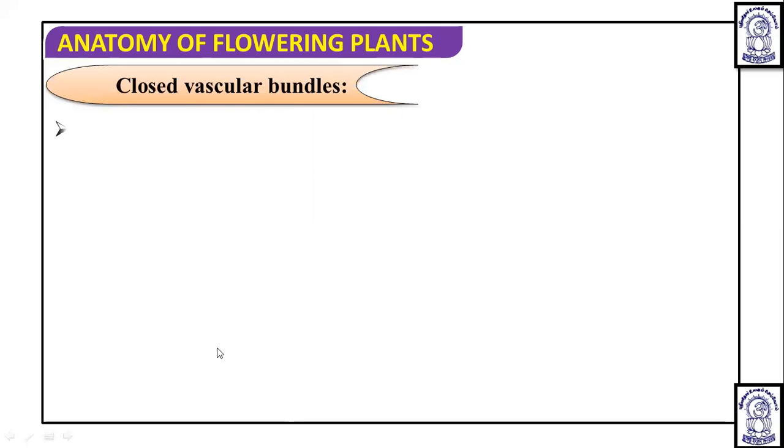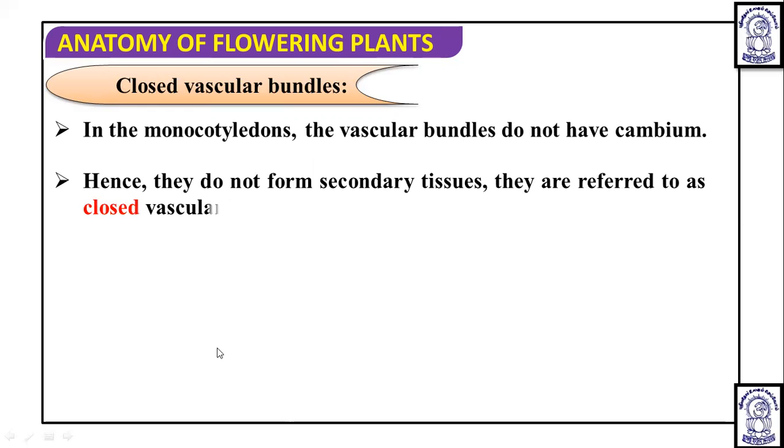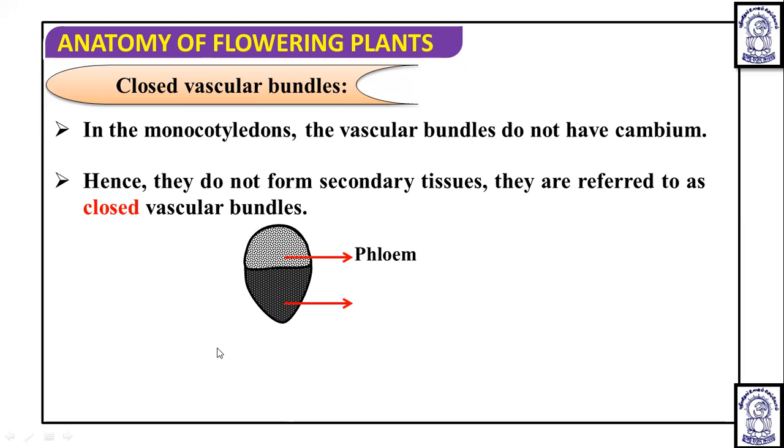But if cambium is absent, then we call it closed. Closed vascular bundles are those vascular bundles in which the cambium is absent. In the monocot, the vascular bundles do not have a cambium, meaning between the phloem and xylem you will not see the presence of cambium. So they do not form secondary tissue, that is, secondary xylem and secondary phloem, and because of this it is referred to as a closed vascular bundle. This closed vascular bundle is found in monocots, and obviously in monocots secondary growth or wood or secondary xylem formation is not found. So suppose this is the phloem, this is the xylem, and here cambium is absent.